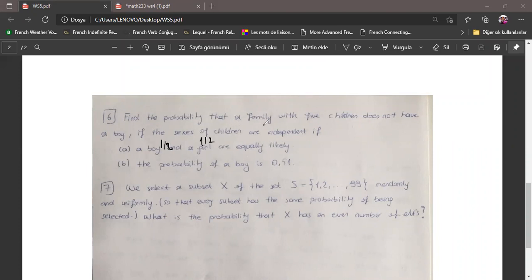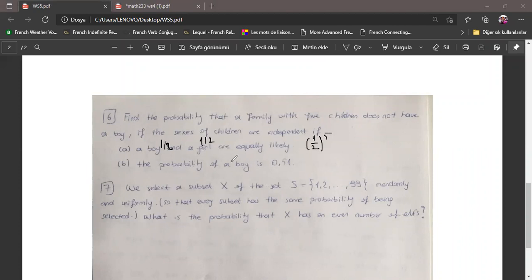So what's the probability that a family has 5 children and none of them is a boy? So all of them should be girls, and the probability of having a girl is 1 over 2, and they have 5 children, so we have this.